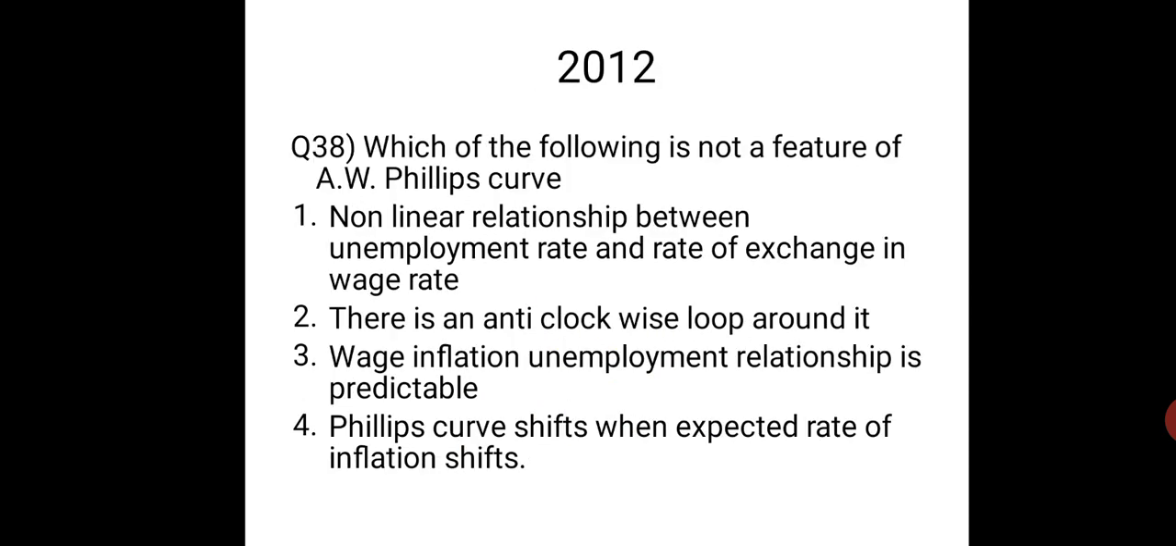A question which has appeared in the 2012 question paper. Which of the following is not a feature of the A.W. Phillips curve? So they are talking about the short-run Phillips curve, and we need the one which is not a feature. So again, it's a negative question. Non-linear relationship between unemployment rate and rate of change in wage rate. So we know that that is true. That is a feature of the A.W. Phillips curve, right? Because there is a trade-off between unemployment and rate of change, which is not a linear function. It's non-proportional. It is inversely related. Yes, that is true. That is a feature of the A.W. Phillips curve.